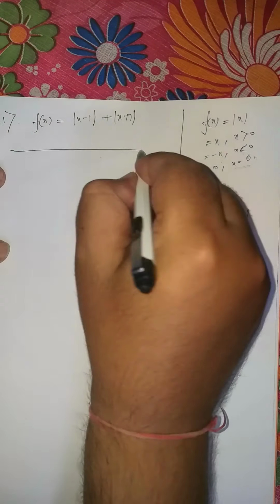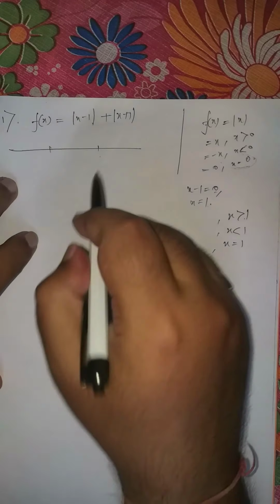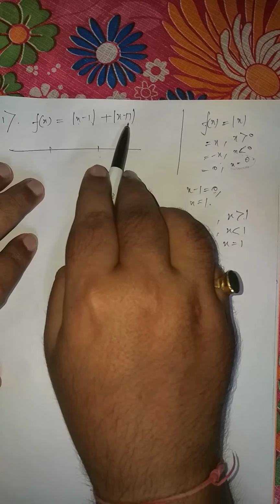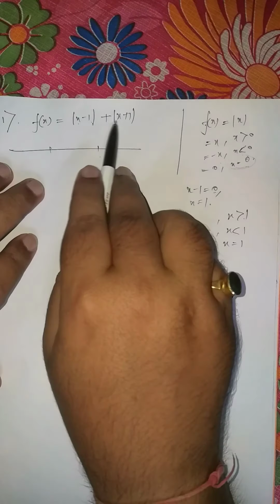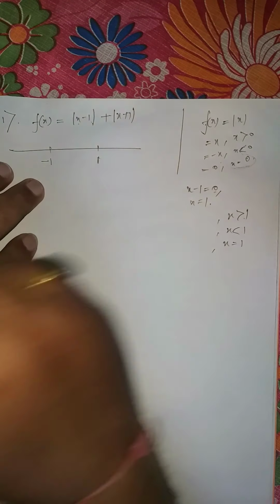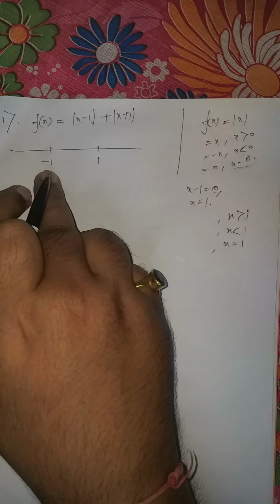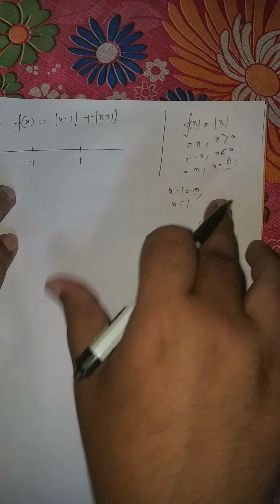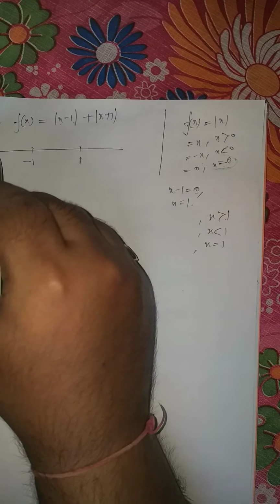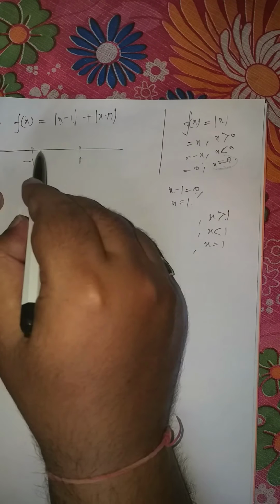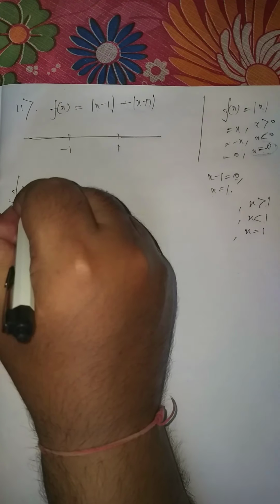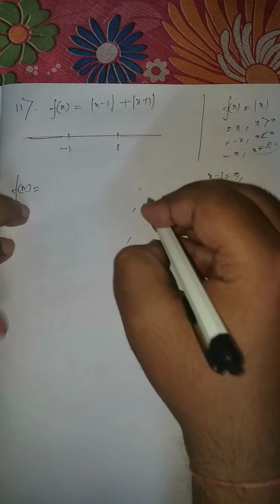See, the method is about the critical points. Here the critical point of x minus 1 equal to 0 was 1. In the same way, if you equate x plus 1 to 0, then x will be minus 1. So there will be 2 points, one is minus 1 and the other is 1. You have to check the tendency, right side, left side, and at that point. So here you are getting 3 regions: 1, 2, 3.